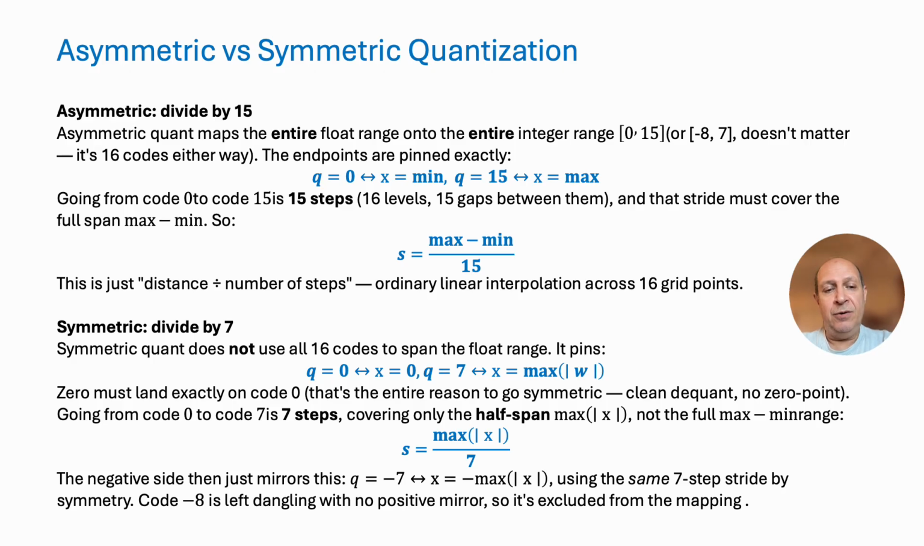This stride must cover the full span, maximum minus minimum. So if we look at the scale, it is max minus min divided by 15.